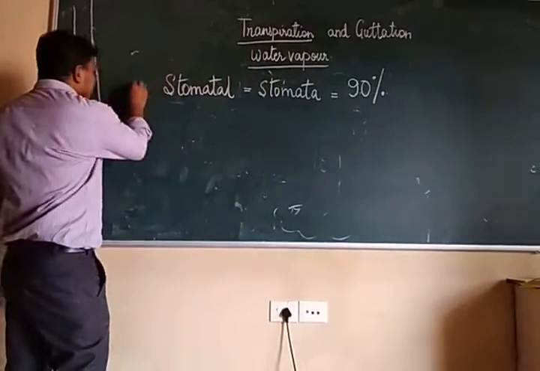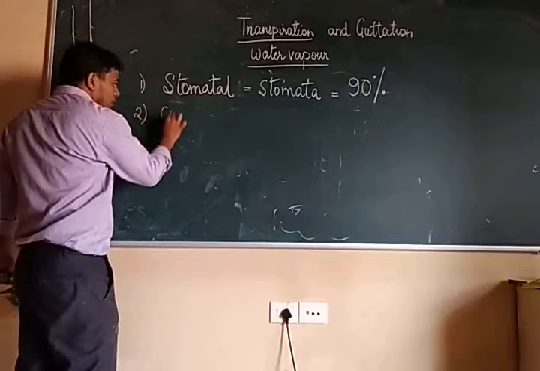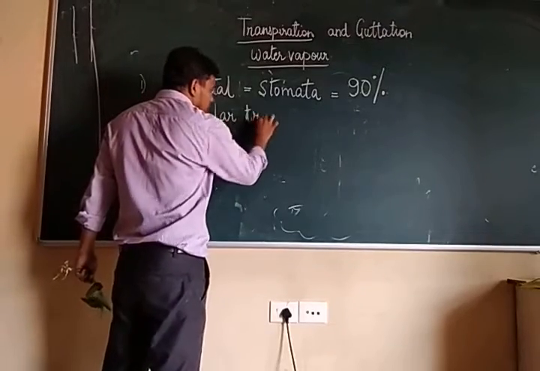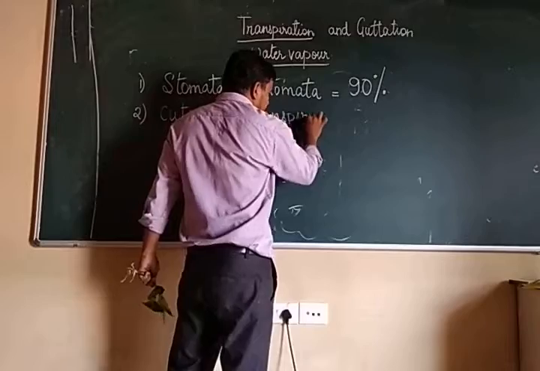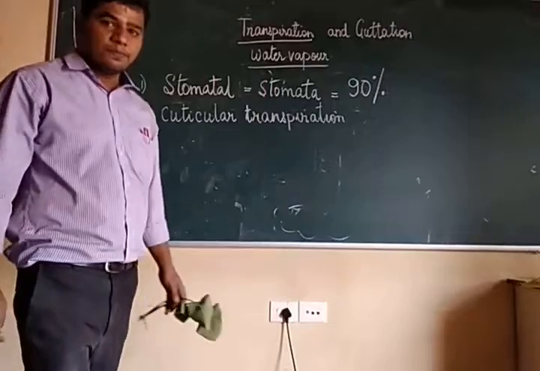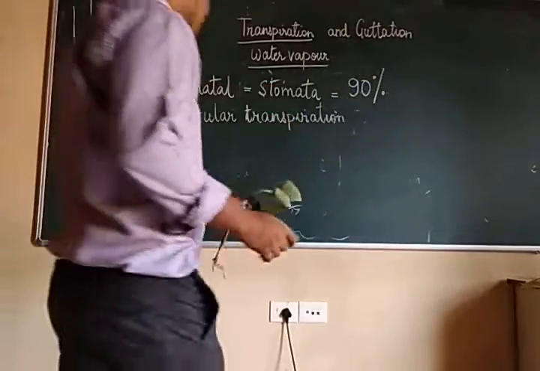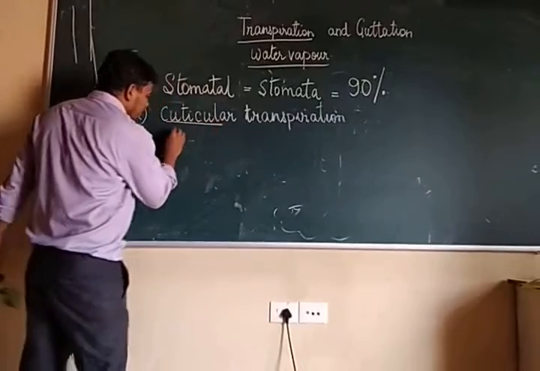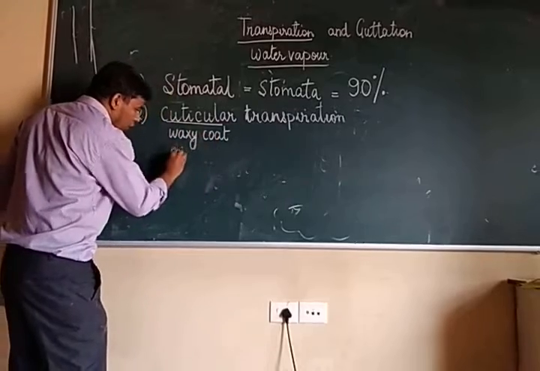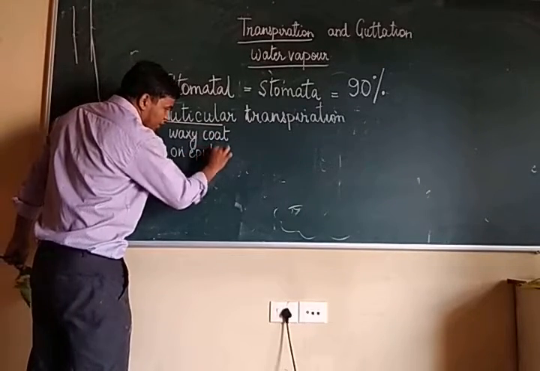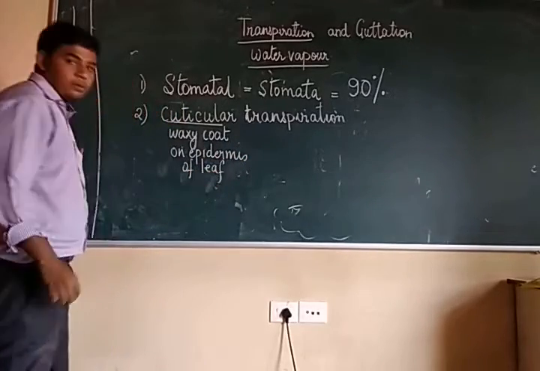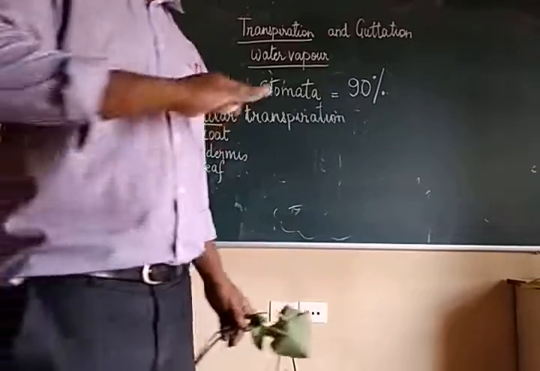The second type of transpiration is cuticular transpiration. Now what is this cuticle? This is nothing but a waxy layer. Cuticle is nothing but the waxy coat on the epidermis of the leaf.